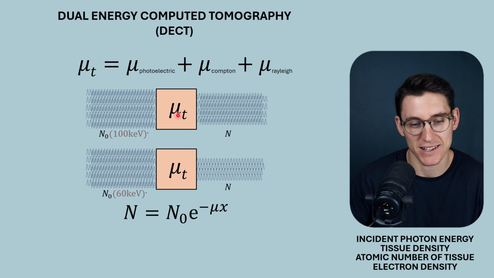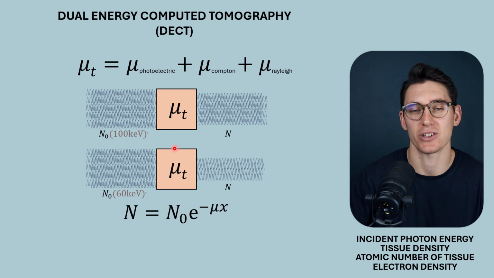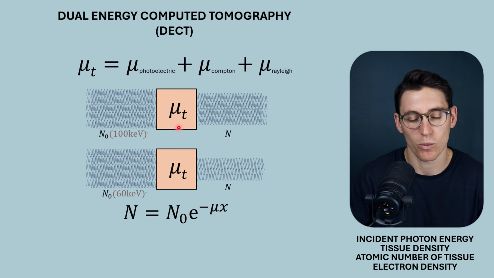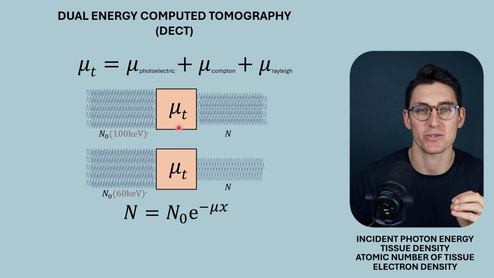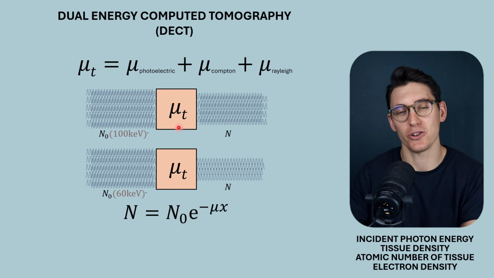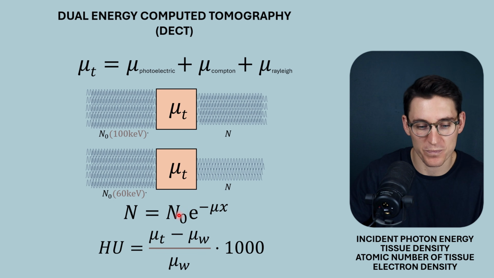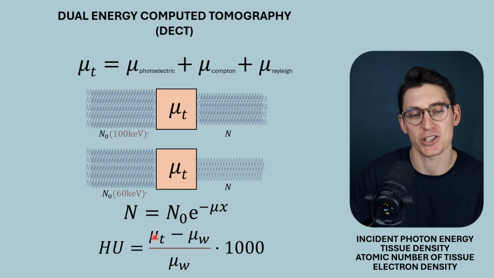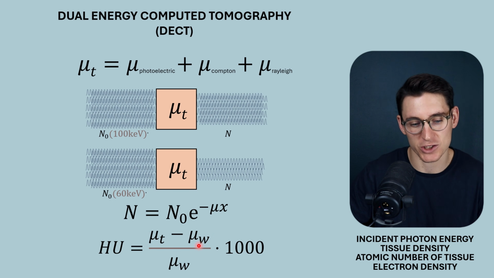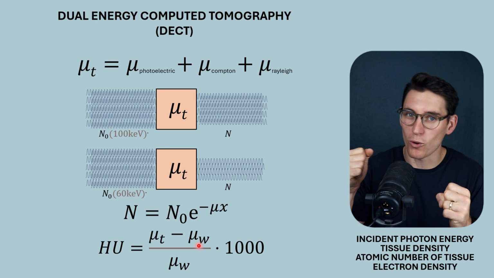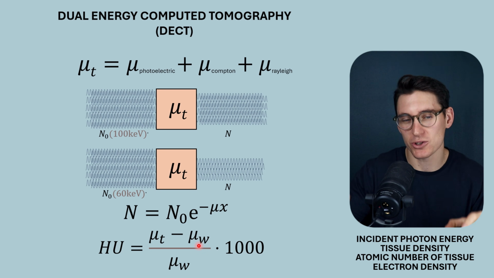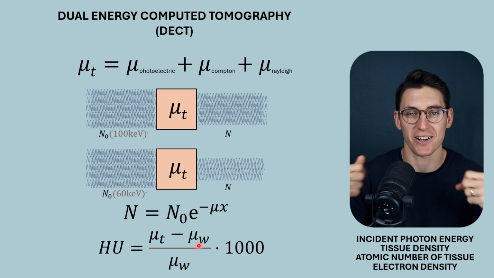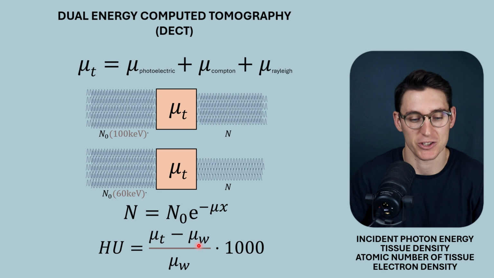So we see that this linear attenuation coefficient is dependent on incident photon energy. Now, what do we use the linear attenuation coefficient for? We use it to calculate Hounsfield units. And Hounsfield units allow us to standardize linear attenuation coefficients of tissue to water. It shows us whether a material is more attenuating or less attenuating than water, and we can match those Hounsfield unit values to a grayscale that will ultimately allow us to create an image.